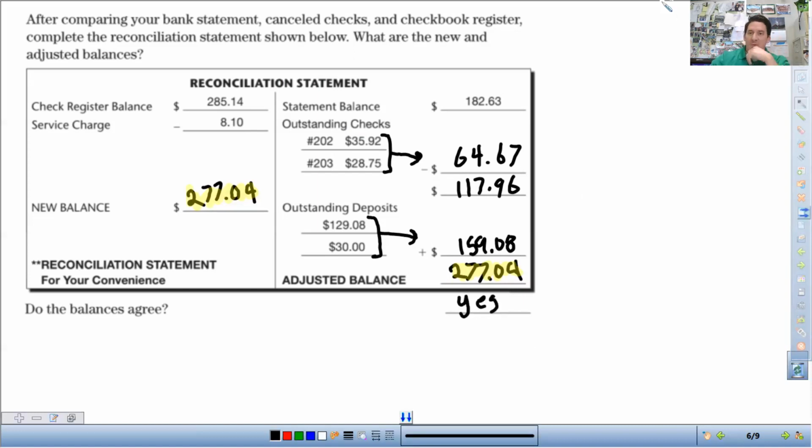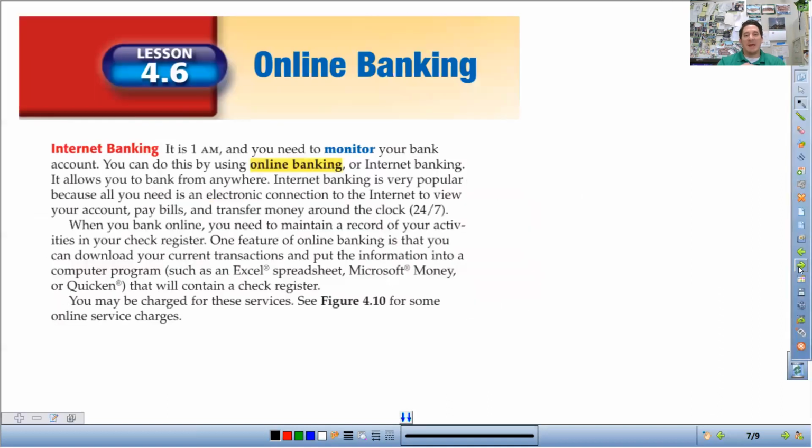All right. Next thing we're going to do is talk about online banking. Online banking can make your life a lot easier. You can set up online banking to do automatic bill pay, request statements, but there are fees for this sort of thing. So we're going to talk about how to figure out all the different fees and what possible fees could be.